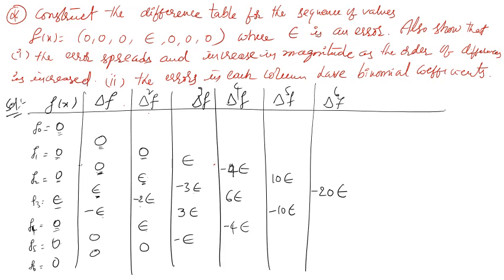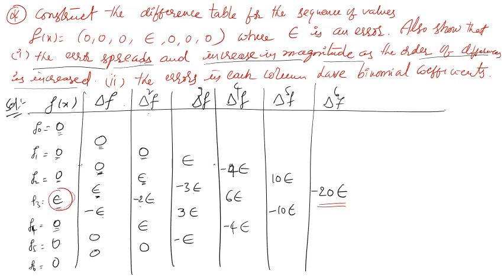See the first question, the error spreads. What is the first question? The error spreads and increases in magnitude as the order of the differences increases. What is the error actually here? Error is epsilon, right? And when the order increases, what is the last error? 20 epsilon. Error is spreading.